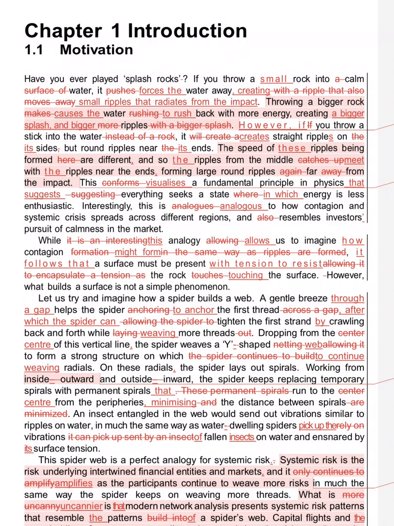Forming larger round ripples again far away from the impact. Why is again happening? It's just happening once. Larger ripples far from the impact. So the sentence is now: the speed of these ripples being formed are different, and so the ripples from the middle meet with the ripples near the ends, forming large round ripples far from the impact. The ripples are happening far from the impact. Again, far away from the impact is a stupid line, not again and away.